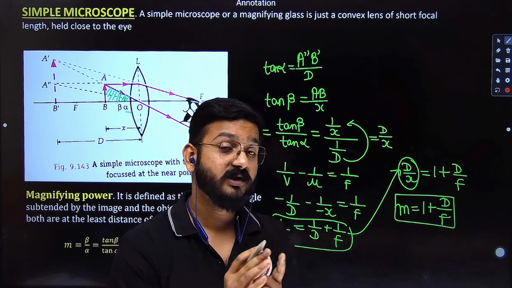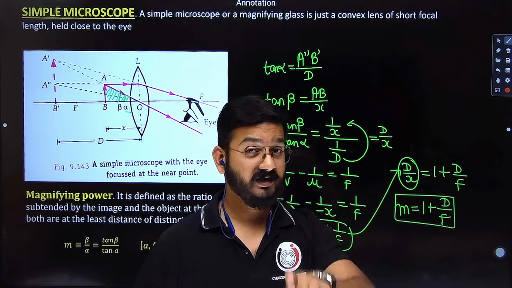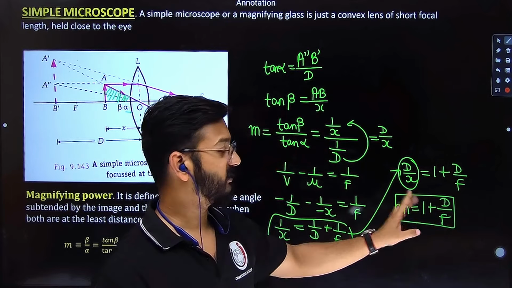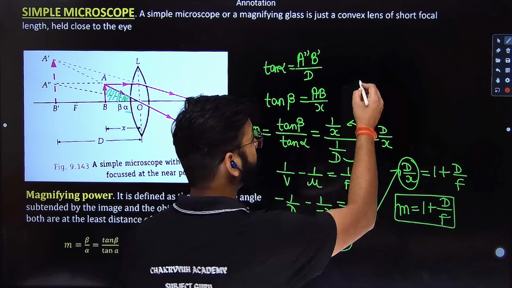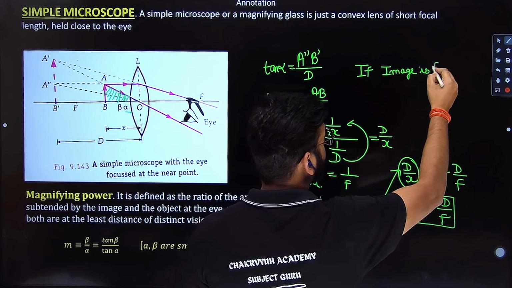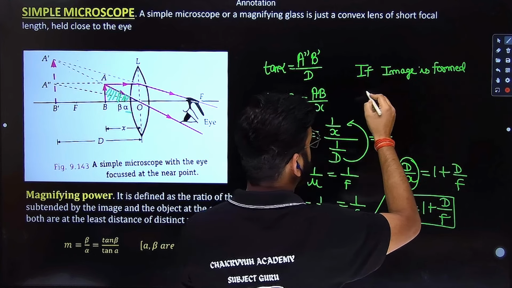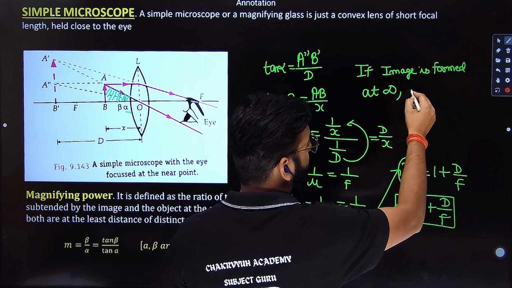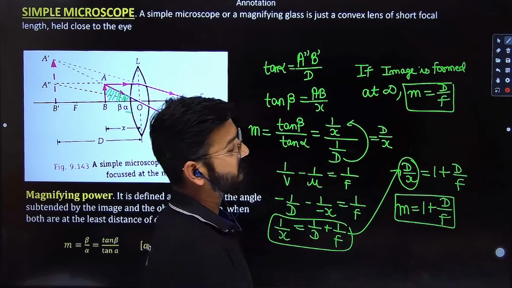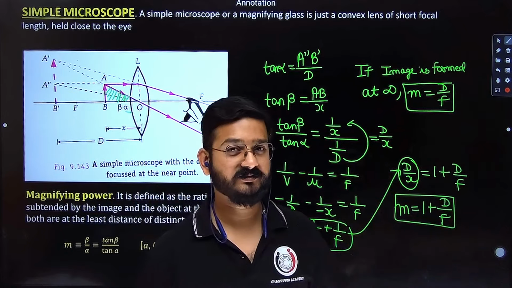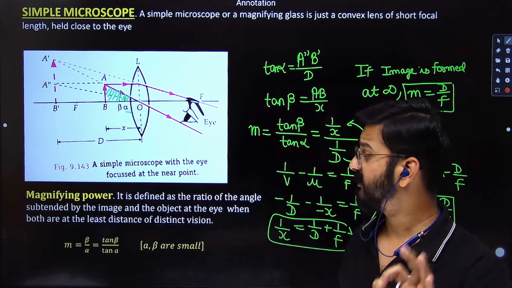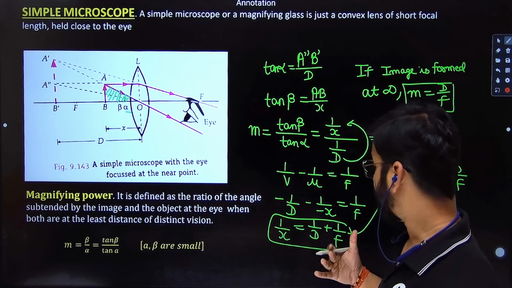There is one more condition in this. What will happen if the image is formed at infinity? Very simple change you have to do. If the image is formed at infinity, just remove this 1. What will be the magnifying power? D by f. Simple. So this is the magnifying power for a simple microscope when the image is formed at the least distance of distinct vision. Derivation should be on your fingertips. They can ask you the derivation with the definition of magnifying power, and they can ask you a numerical also.